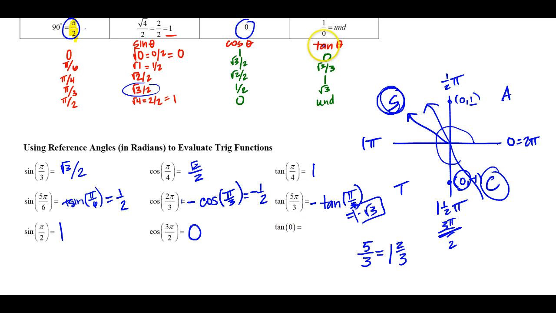And tangent 0 is just 0, right? Looking across at the chart, tangent 0 is 0.